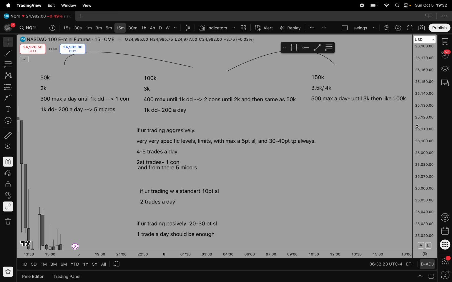Well, it depends on how you trade, right? Maybe if you trade once a day with this, with these very specific levels but a 5 point stop loss, you're gonna get stopped so many times. I think it's very much impossible to get away with a 5 point stop loss every single day, trading one time a day. But it's very possible to get away with a 5 point stop loss if you're trading 4 to 5 times a day.